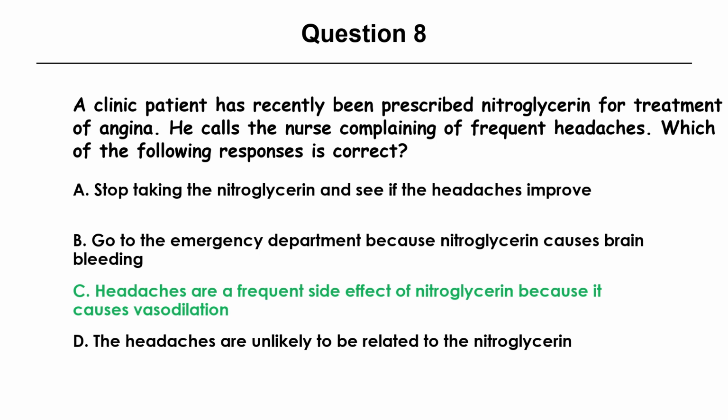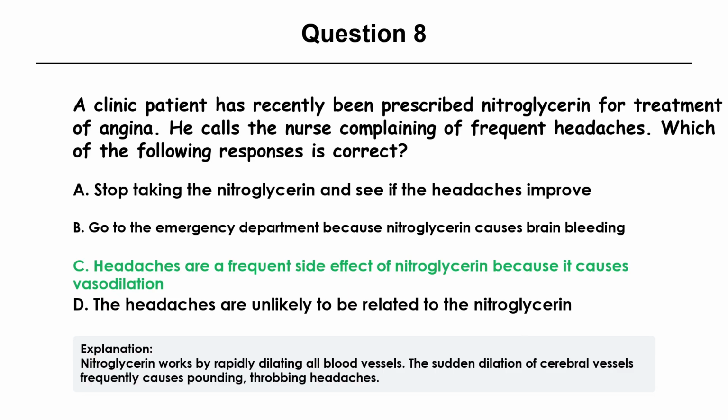The correct answer is option C. Headaches are a frequent side effect of nitroglycerin because it causes vasodilation. Nitroglycerin works by rapidly dilating all blood vessels. The sudden dilation of cerebral vessels frequently causes pounding, throbbing headaches.